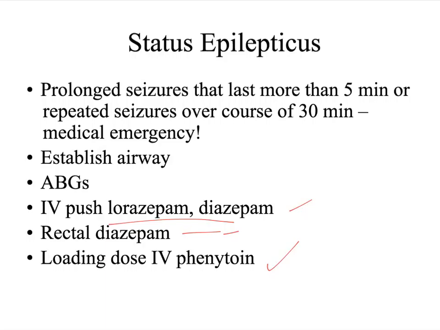IV phenytoin needs to be given kind of cautiously. It can be irritating to the tissues if it's given through a peripheral IV, so you need to make sure you monitor the site and administer it slowly.